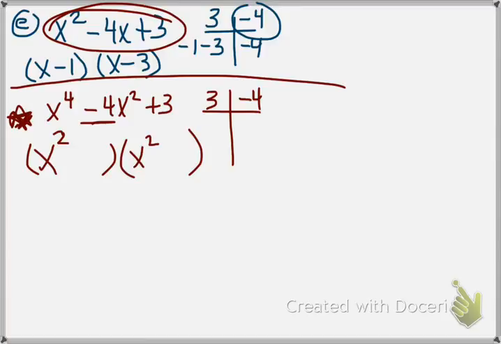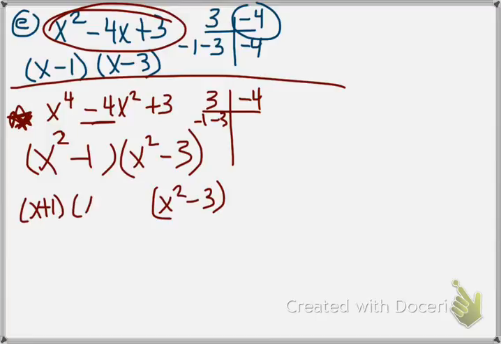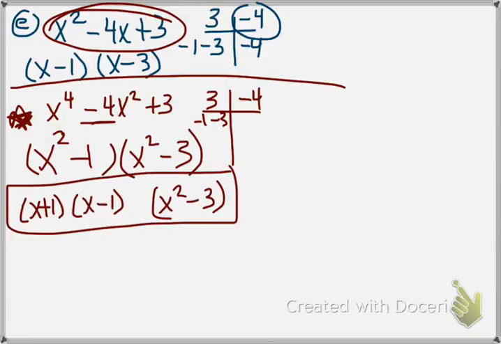And what were the numbers that you had to use? Negative 1, negative 3. Now, can we take the square root of 3? No, so this guy stays the same. Can we take the square root of 1? Yes, what is it? So x plus 1 and x minus 1. This here is my final answer.